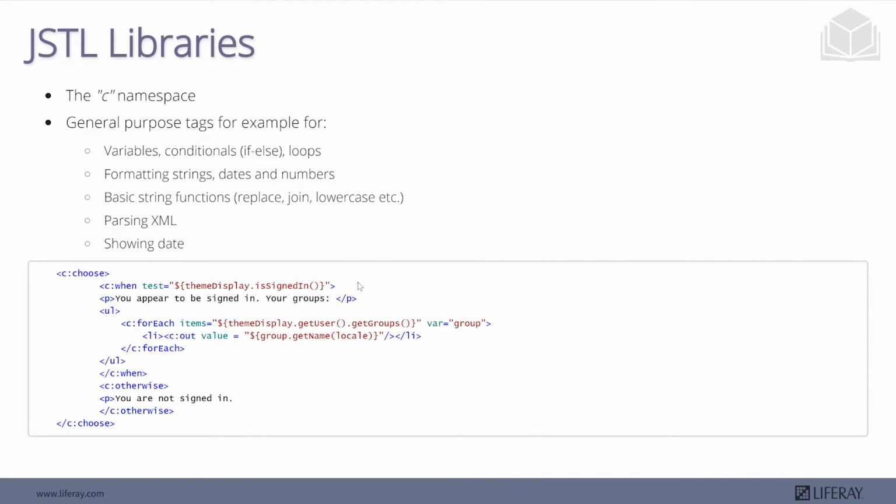So the JSTL libraries. We're going to start off with the C namespace. This is kind of the general or the core, right? C stands for core. So this is the core one. This is where we can do things like using the choose statement, typical HTML, right? Using variables, parsing XML, showing the date. The list kind of goes on and on. But our core functionality comes from the C namespace.